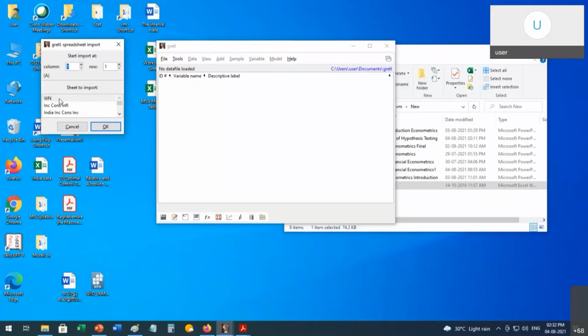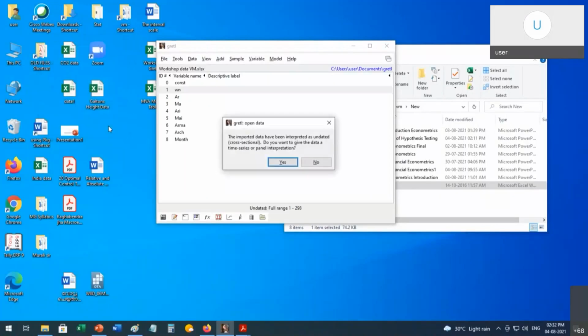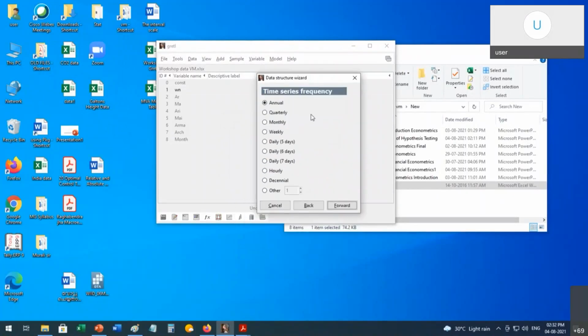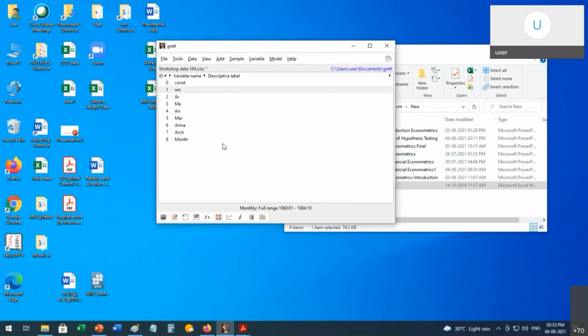So we are using the first sheet, where I wrote WN. And this we have to say as time series, yes. Time series forward. Then this monthly data from 1960 January forward. Apply. So we have these data sets.